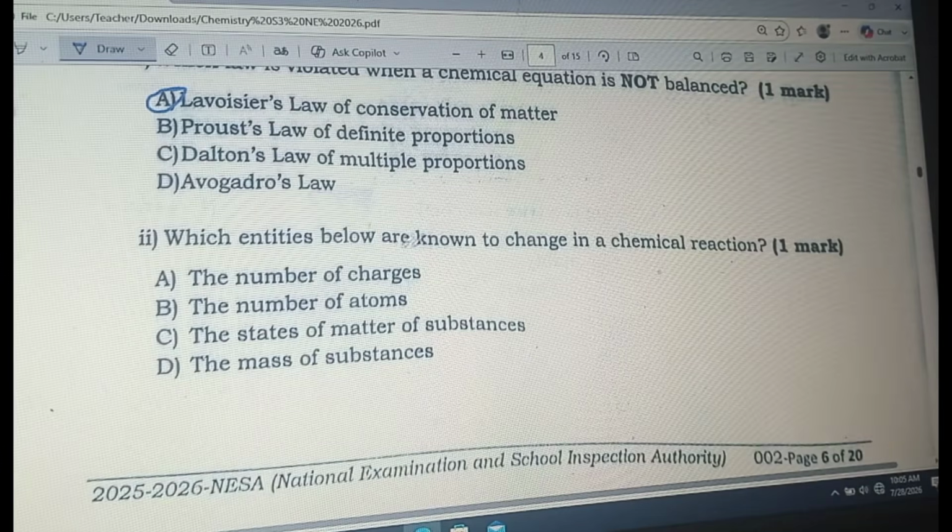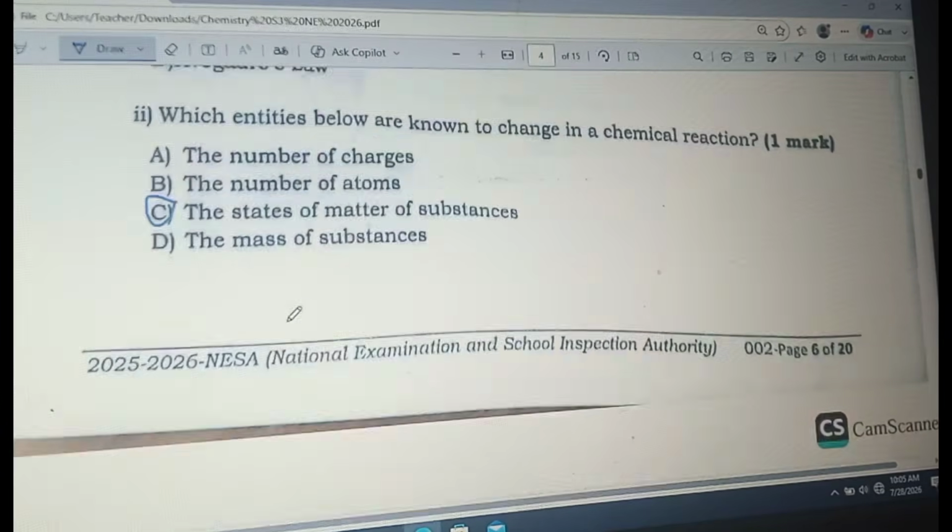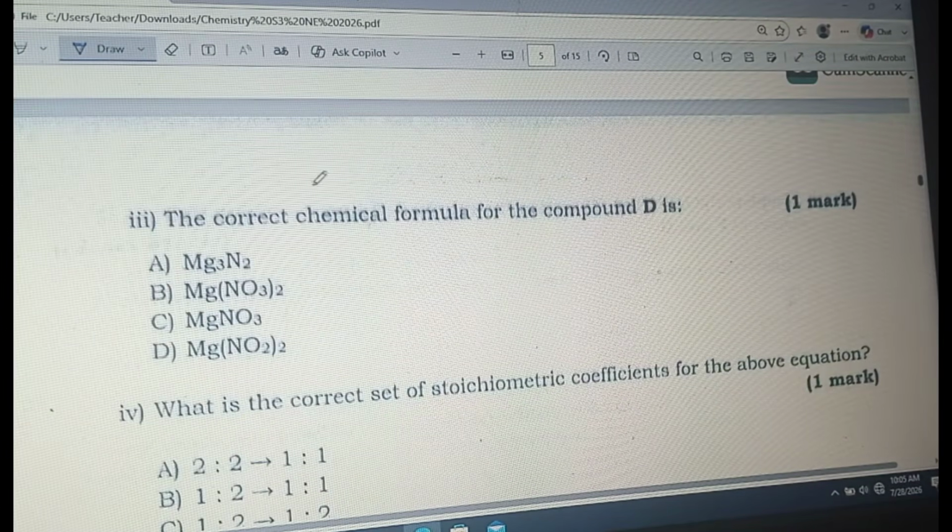2, which of the items below are known to change in a chemical reaction? Is the number of charges? No. Is the number of atoms? No. Is the state of matter of a substance? Yes. Is the mass of a substance? No. The correct one is C. Okay. 3, the correct chemical formula of compound D.